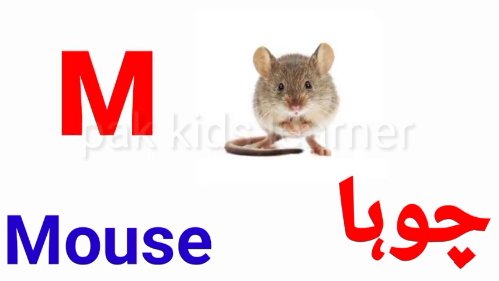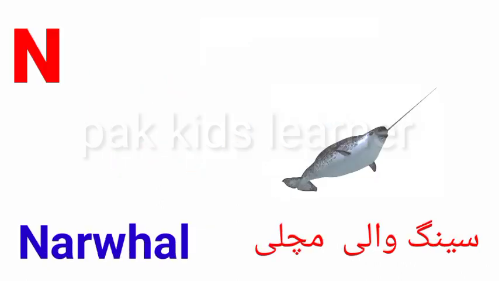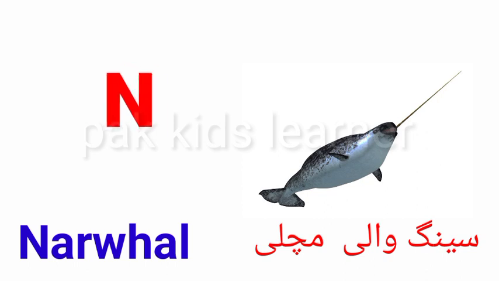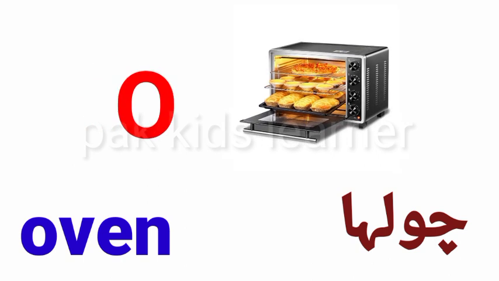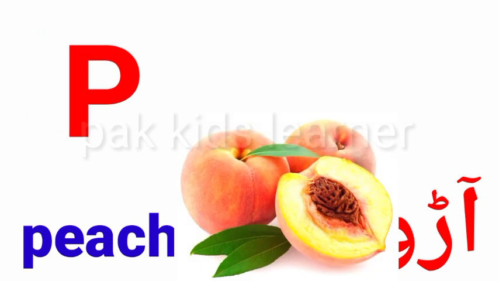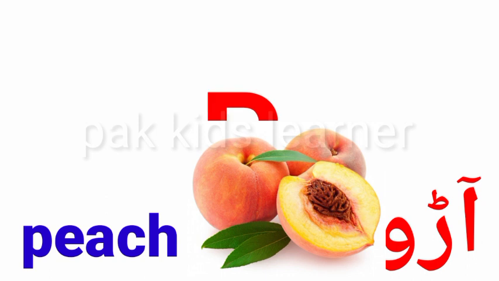M for mouse. Mouse means चूहा. N for narwhal. Narwhal means सींग वाली मछली. O for oven. Oven means चूल्हा. P for peach. Peach means आड़ू.